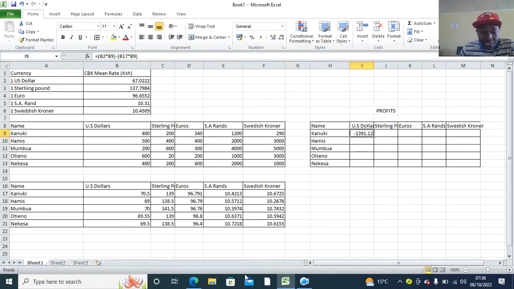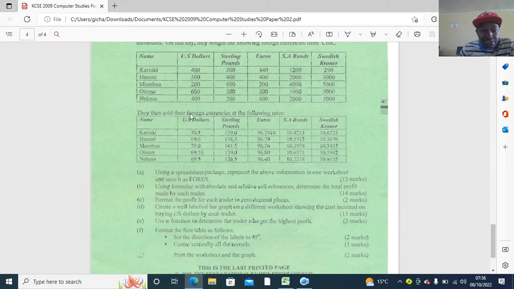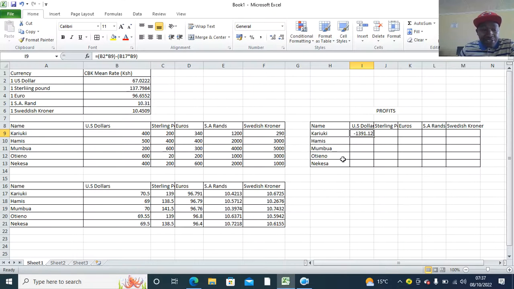So if we go to this point here, this is where they sold the foreign currencies as follows. So this is the selling price, but this is the amount of currencies bought. So for that case, we shall see that it should be vice versa. We copy this, I delete it here. It should be vice versa. It should be this one minus that one, so that we get this. Then that is for the first guy.